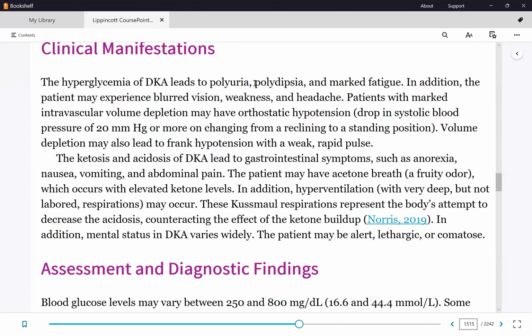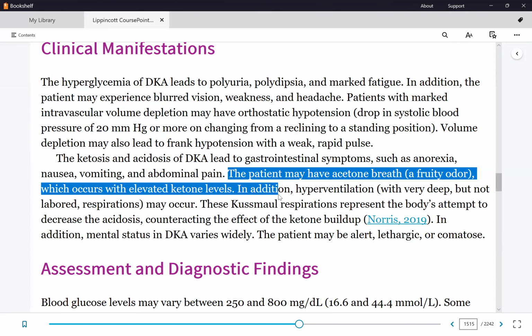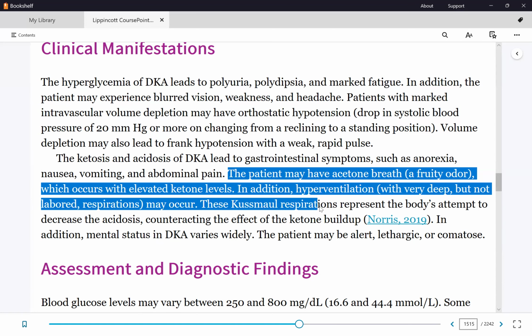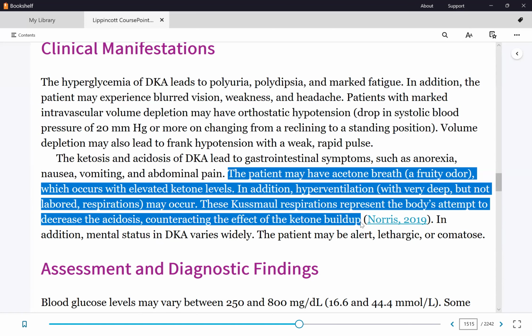What do I teach the patient? What should I have been taught? The 3 Ps. And what will I also have once I have the acidosis now? What do we call that abnormal respiration? Okay, Kussmaul's. I have this acetone breath, and I will have deep, rapid respiration. It's called Kussmaul's respiration, right?